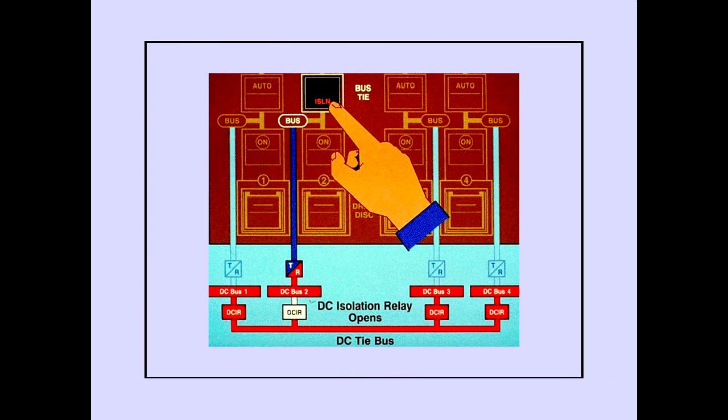In addition to opening the bus tie breaker, pushing the bus tie switch off opens the respective DC isolation relay. The DC bus is isolated from the DC tie bus, but remains powered by its respective AC bus and transformer rectifier.